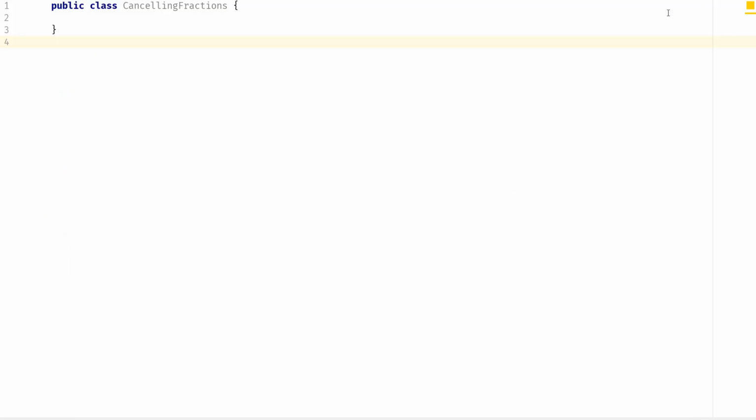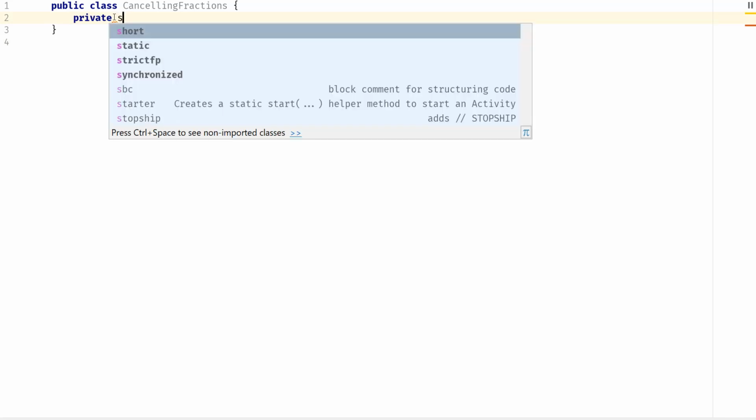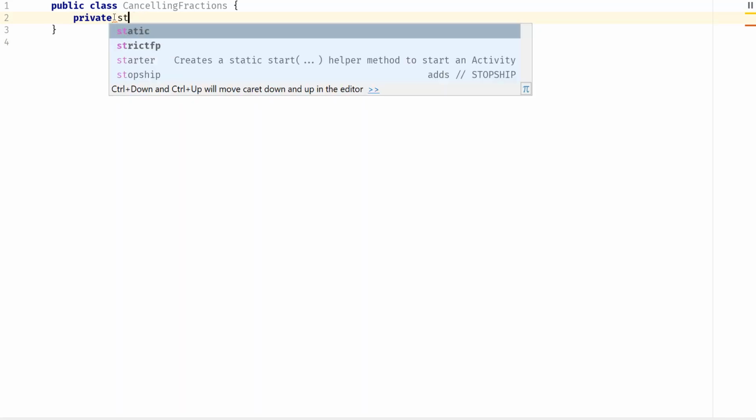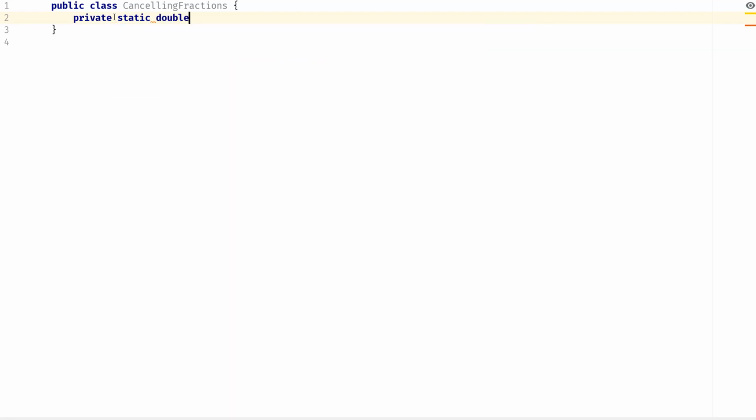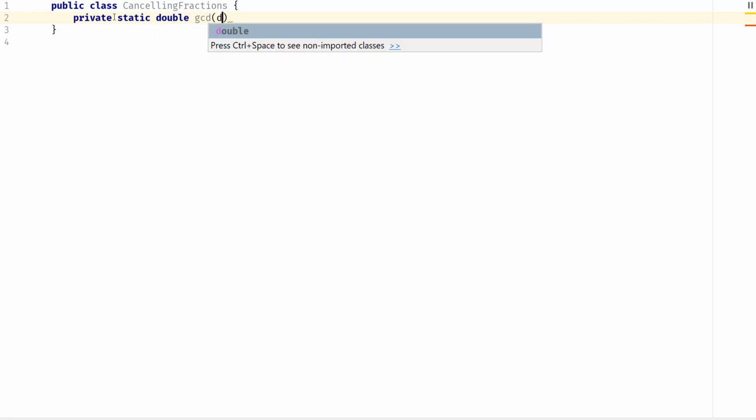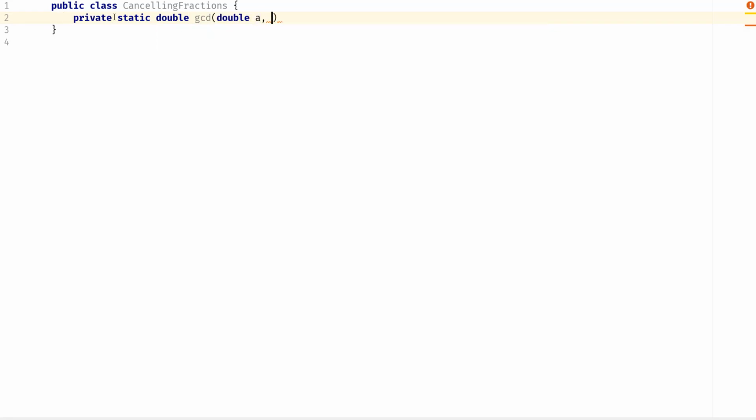So what I've done, like always, is create a Java class. I've called it CancelingFractions. So what do we need first? Well, we need that GCD. So let's go ahead and just create a GCD. I'll make everything static. Let me do double here. Just got a GCD here, and let's do double A, double B, and we can do this recursively.